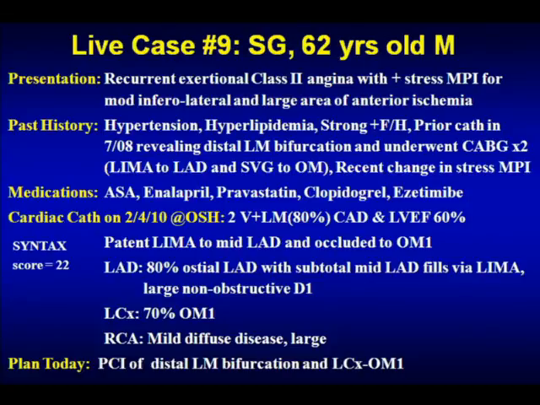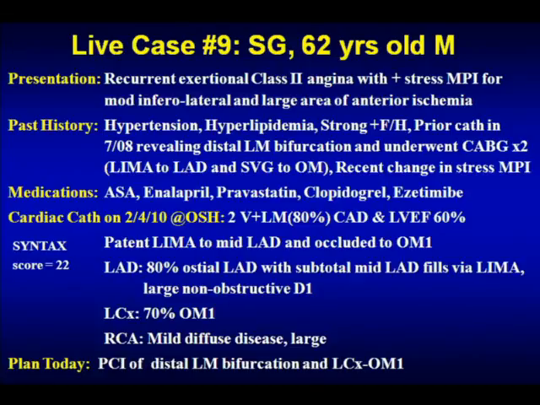LIMA to LAD and SVG to OM. He did fine, but about a month ago he started having some chest pain and had a stress test which was positive, changed from previously. So that is about 1.5 to 2 years of history of coronary artery disease. He has been on good medical therapy of aspirin, enalapril, pravastatin, clopidogrel, and ezetimibe. Now, he had a cath done on February 4th at an outside hospital, which revealed 2 vessel and left main disease, and we'll show you that, with a distal left main being 80% and a normal LV.